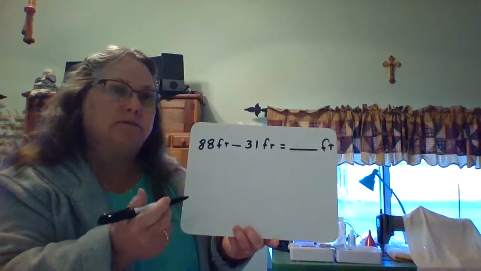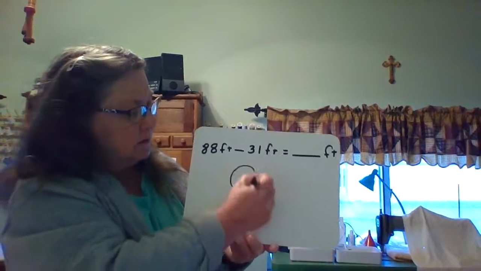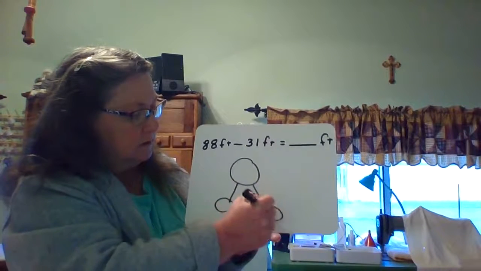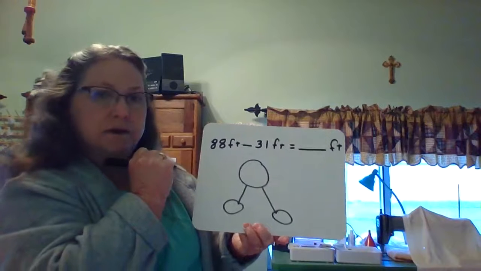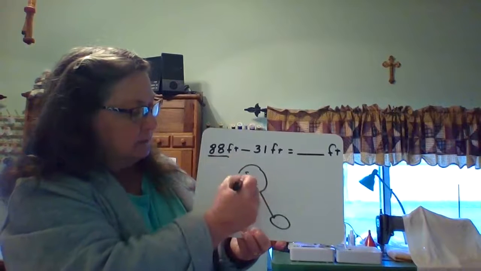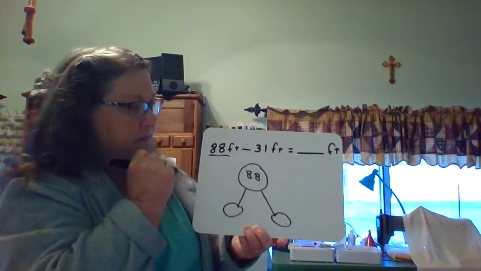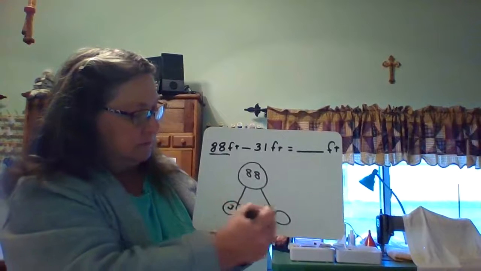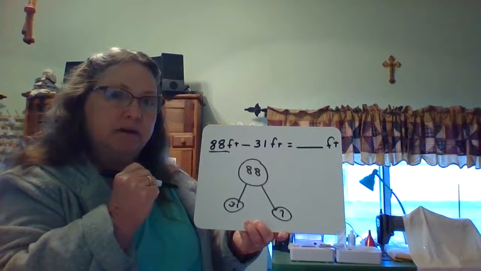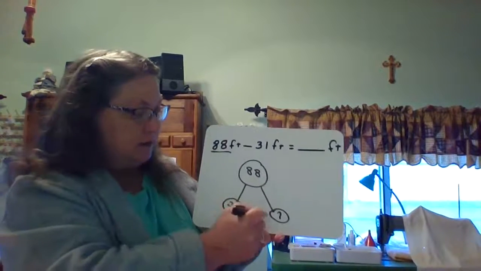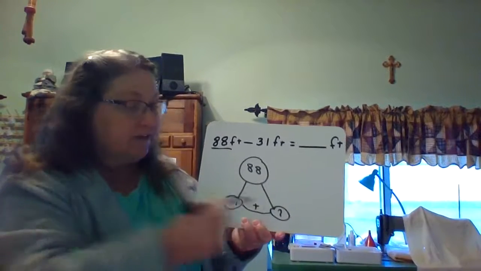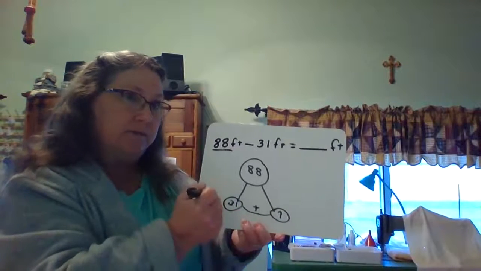Well, we can also solve this one with that number bond. We've got our big one, our leg, and our leg. Which number goes in the top? The biggest. So that would be the 88. 88 would go here. 31 would go here. And that would be my question mark. That's what I'm trying to find. Just like the last problem, these two here added together equals my 88. If I don't have a foot down here, it means I have to subtract.